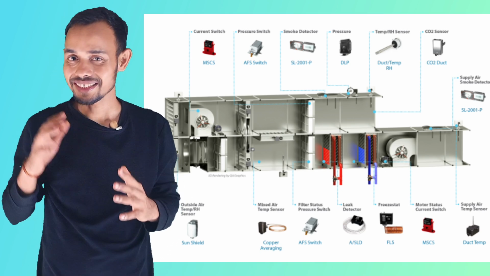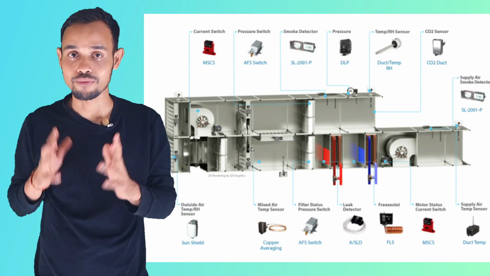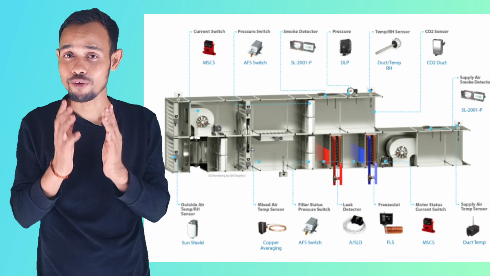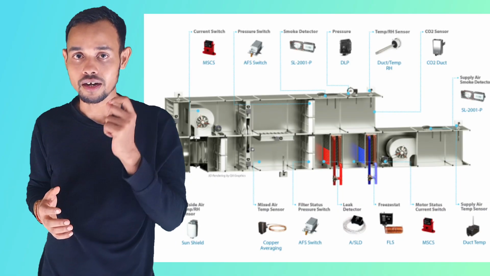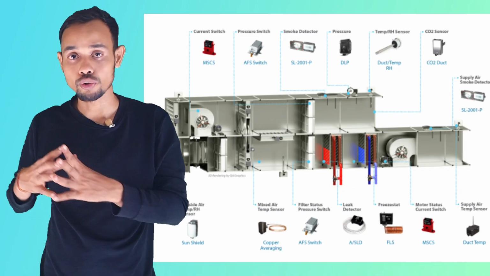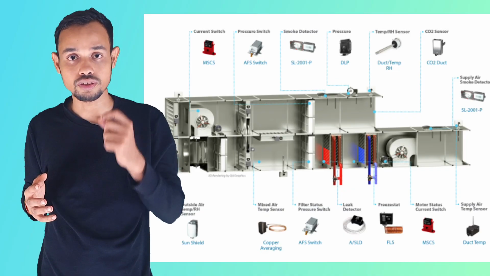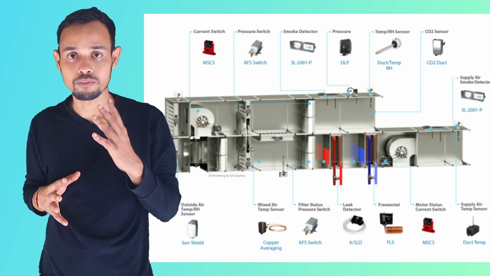Okay, let's see the 10th sensor. The 10th sensor is the damper position sensor. What is the damper position sensor and what is the usage of this damper position sensor? It monitors the exact position of the outdoor, return and exhaust air dampers. Okay, it helps in air mixing and economizer operation.